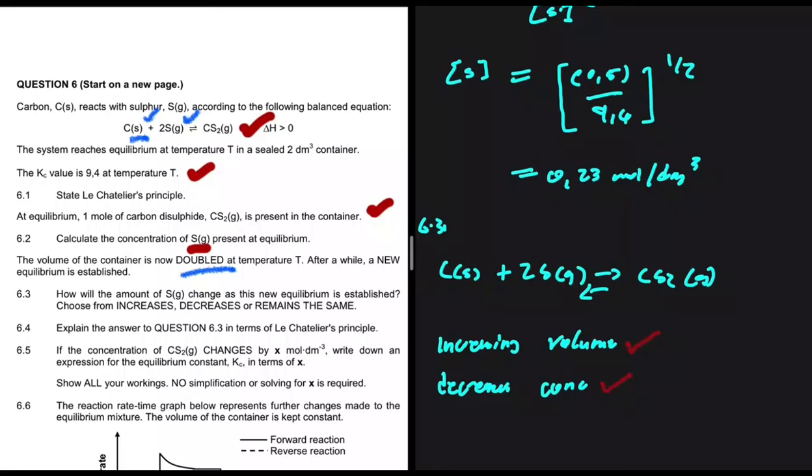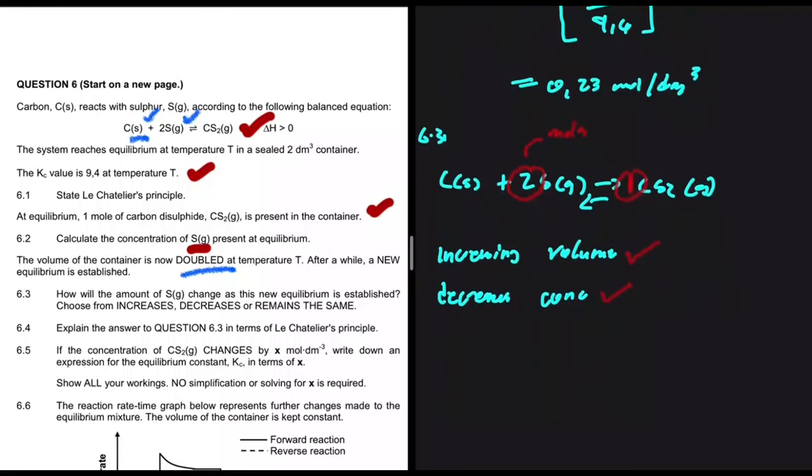Let's take a look at our reaction. On the right hand side, we have a balancing coefficient of 1 on our gas. And then on the left hand side, on the gas, we have a balancing coefficient of 2. If reverse reaction is favored, that is going to lead to more number of moles, as we have a balancing coefficient of 2 versus 1. So here, the reverse reaction is favored when the volume is doubled. When the reverse reaction is favored, then the amount of sulfur is going to increase. So the answer to 6.3 is increases.